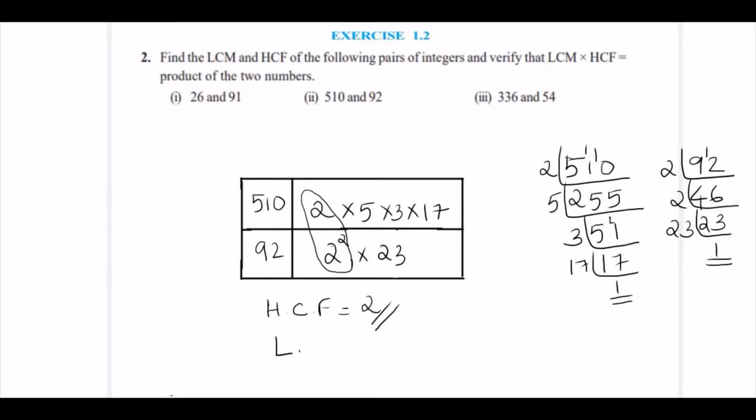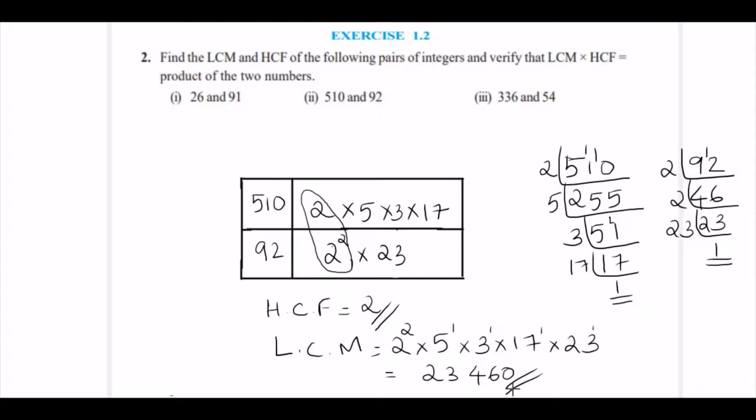Now in the LCM, you have to take all the involved factors. So it is 2 into 5 into 3 into 17 into 23 and the greatest power of each factor. So here the greatest power of 2 is 2, other all it is 1. So after doing the multiplication, you will get the answer as 23,460.